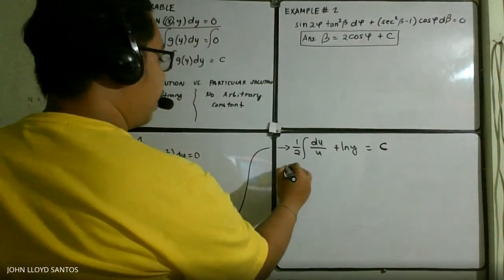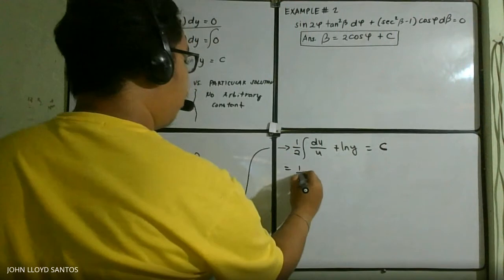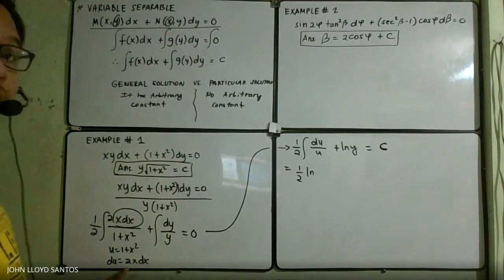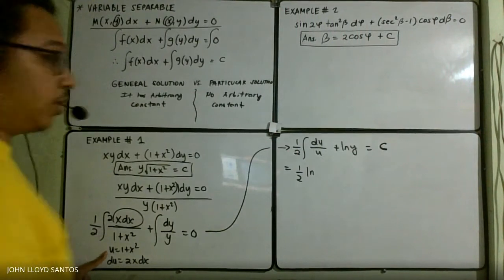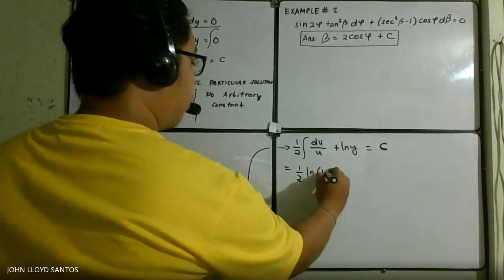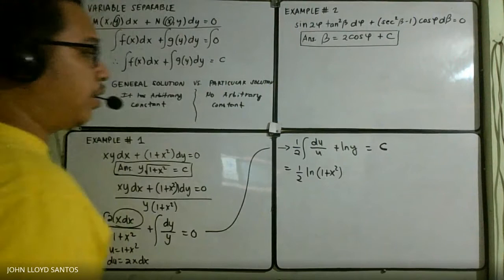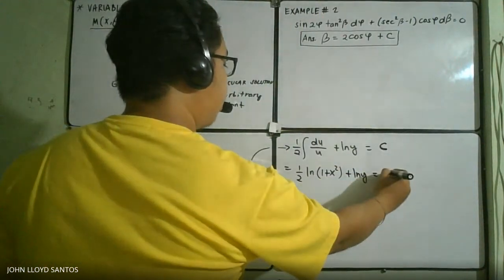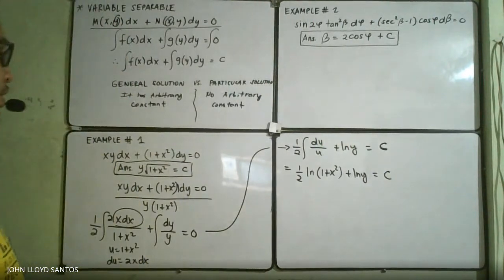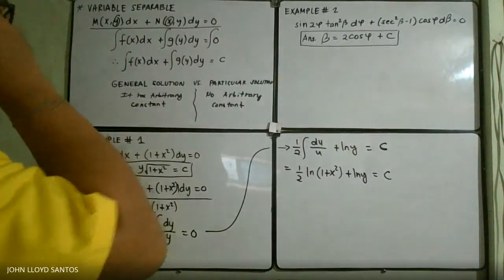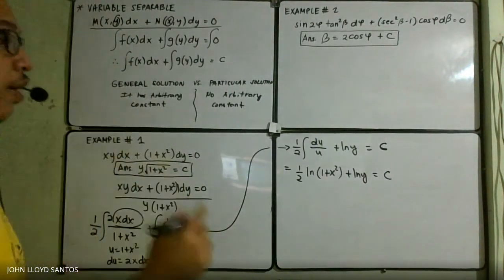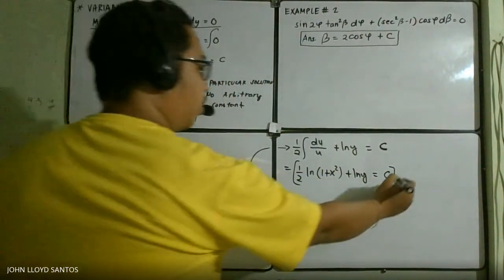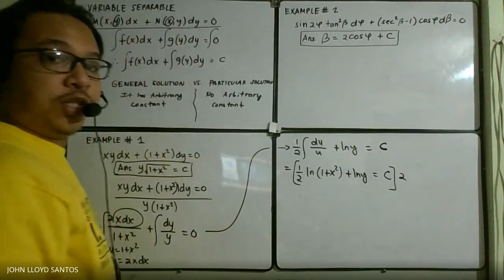So, ang mangyayari dito is simply 1/2 ln, no? Our u is, sorry, 1 plus x squared. So, this is 1 plus x squared plus ln y is equal to c, no? So, bago natin yan i-simplify, we can multiply it by 2 para maiwasan natin yung fraction. So, multiply this both equation by 2.